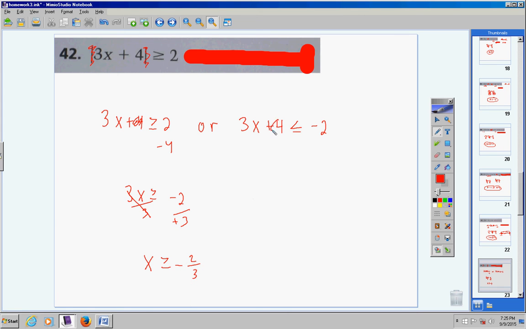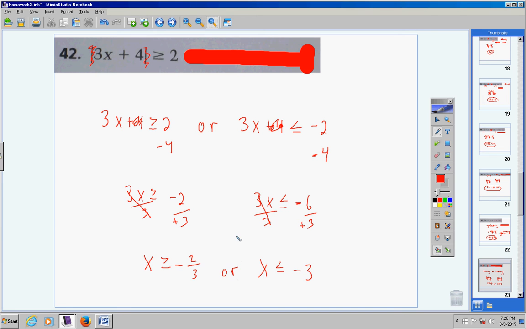Now, take the positive 4, bring it over, make it a negative 4, and we're left with 3x is less than or equal to negative 2, negative 4, negative 6. Divide by 3, divide by 3. These cancel. X is less than or equal to a negative divided by a positive is negative. 6 divided by 3 is 2.